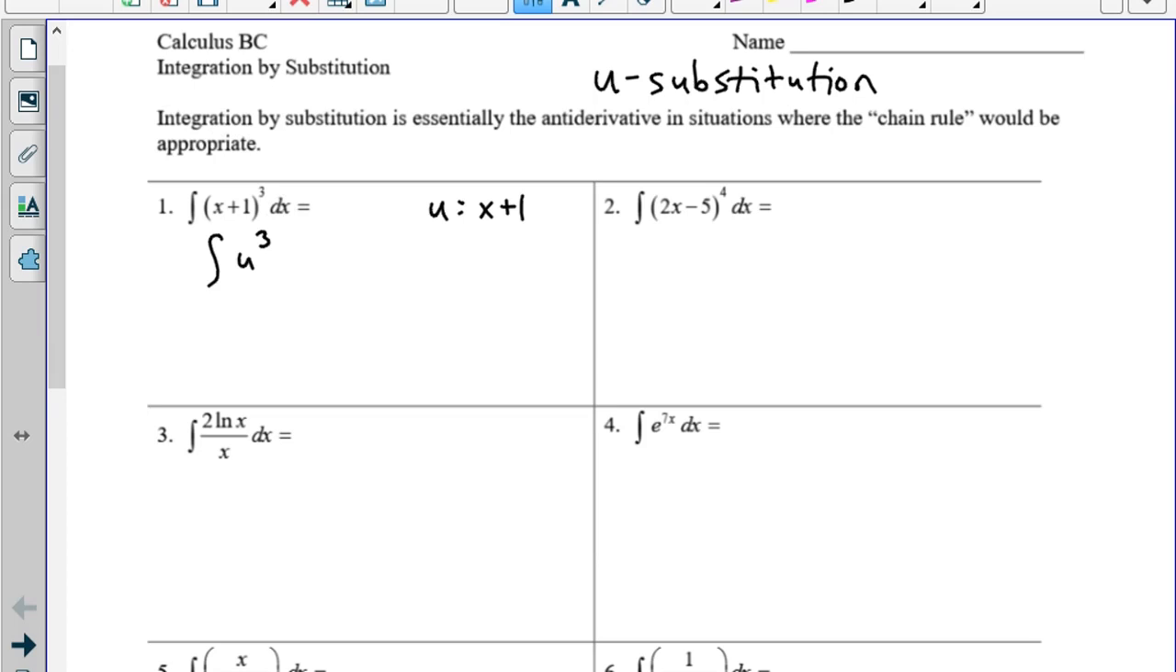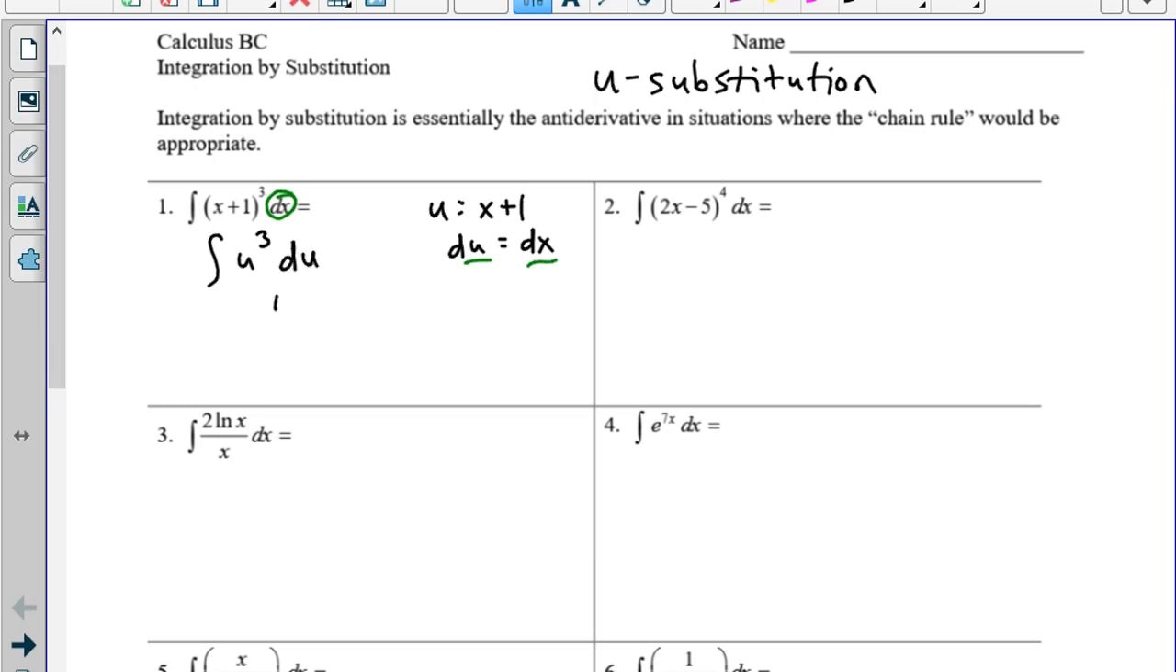So if I have u equals x plus 1, I take the derivative of both of these parts. I basically take differentials on both u and x. I have du equals dx, and the derivative of 1 is 0. So du equals dx. In this case, I can replace dx with du. So I have the integral of u cubed du.